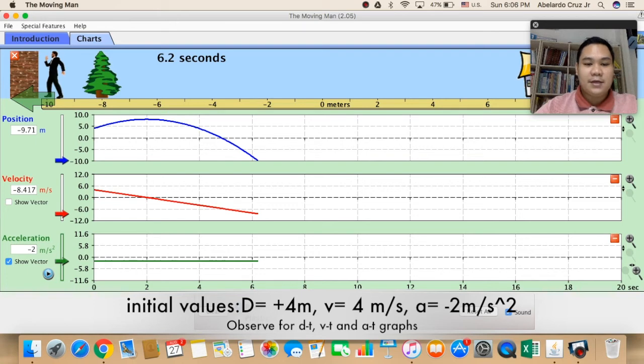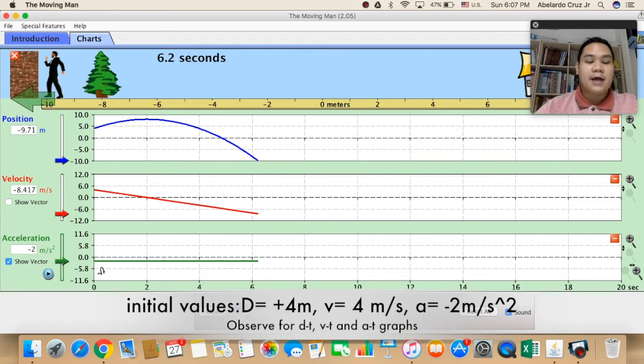So what will happen here is that the man in the position-time graph has now shifted into a negative curve. Take note of the velocity: we started at a positive velocity, then it ends up in a negative velocity. Therefore, we can see that the acceleration, as it represents the slope, is negative.